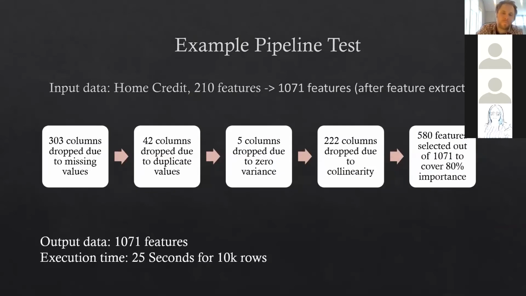So when this pipeline was applied to the Home Credit data set, initially there were around 210 features. And after the feature extraction class, we had around 1071 features, and these are the results. So 303 columns were dropped due to missing values, 42 columns dropped due to duplicate values, and so on. So ultimately, out of 1071 features, we selected only 580.